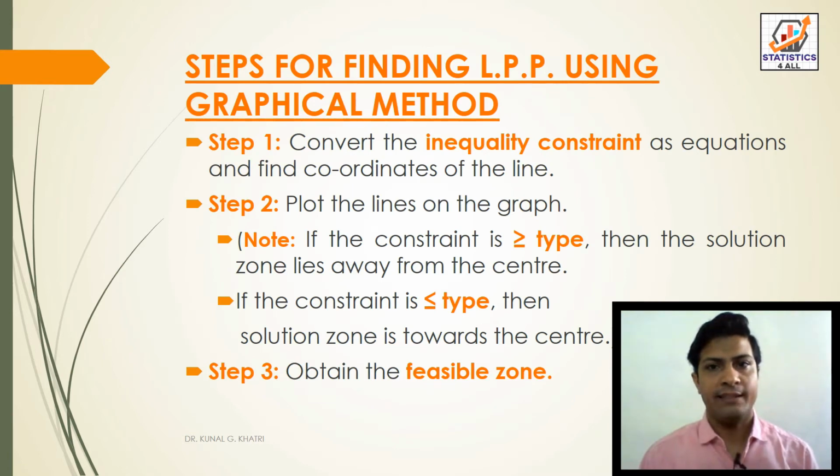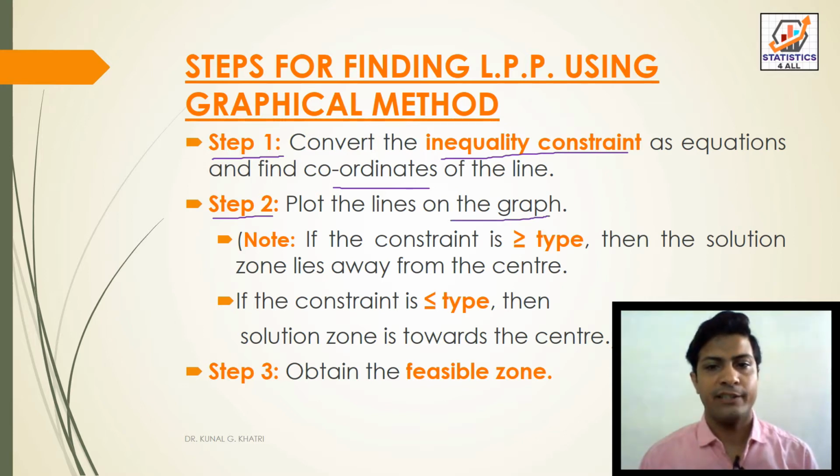Steps for solving linear programming problems using the graphical method. Step 1. Convert the inequality constraint into an equation and find the coordinates of the line. Step 2. Plot the lines on the graph.